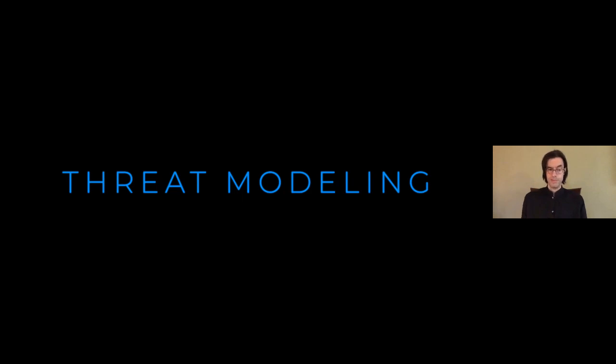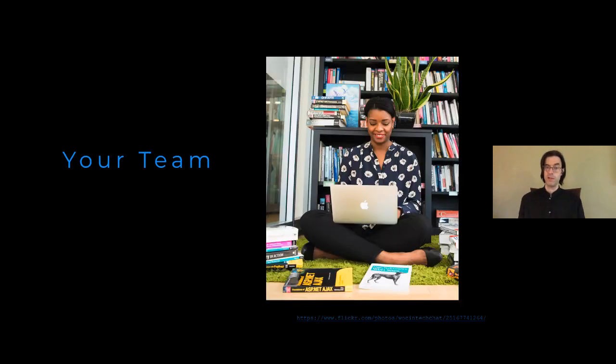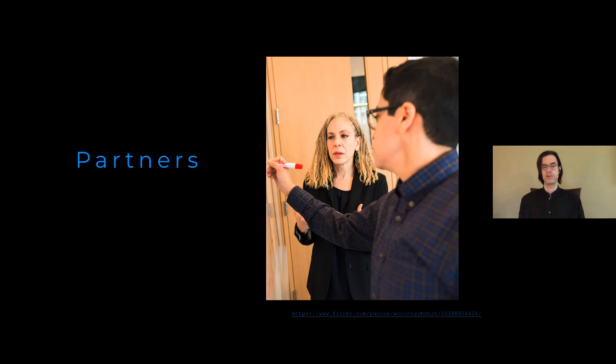The basic questions that your threat model must answer are, who's affected by your software? What do you have, and what could go wrong? So let's expand on all of these. Let's start with who. This includes a lot of people, not just people who click on your site. Ask yourself, who are your users? Who are your customers? We all know that users and customers are not the same thing, right? Who are the members of your team who's producing the software? Who are your stakeholders, your partners, and who are the people in your community?